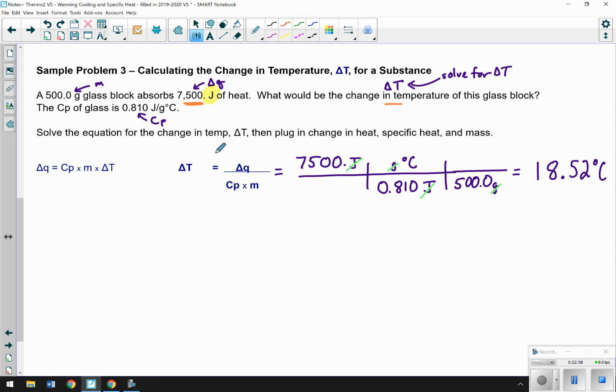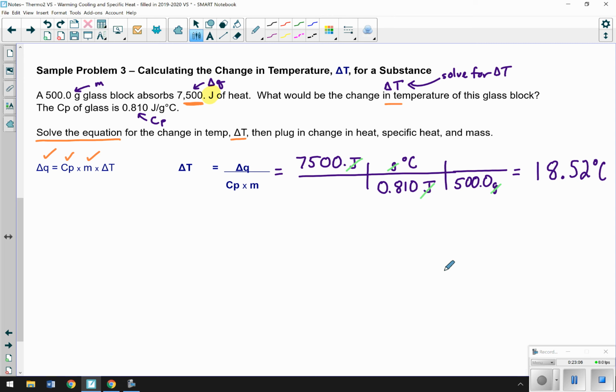According to the specific heat equation, I know my mass, I know my delta Q, I want to find my delta T, and I need my specific heat, which I looked up online and found the specific heat of glass. So then what I need to do is rearrange my equation in terms of delta T, and when we do, we find that delta T is delta Q over C times M. So I'm going to set this up.